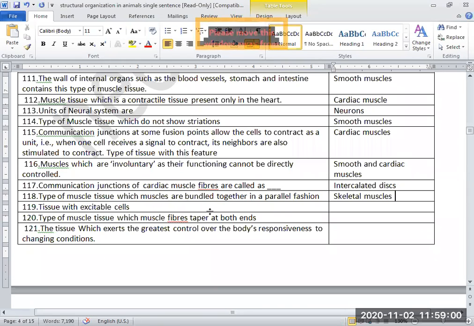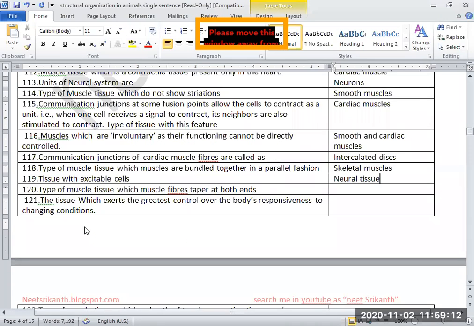Okay, tissue with excitable cells. Neural tissue. Very good. Neural tissue. Actually, I made a little mix-up, a combination of both muscular and nervous tissue questions. We will mix up like that.